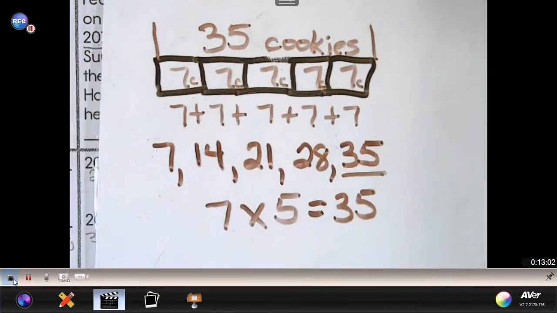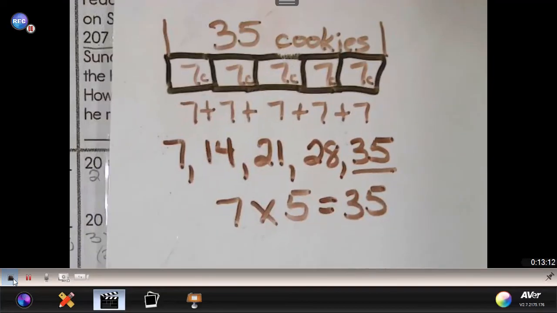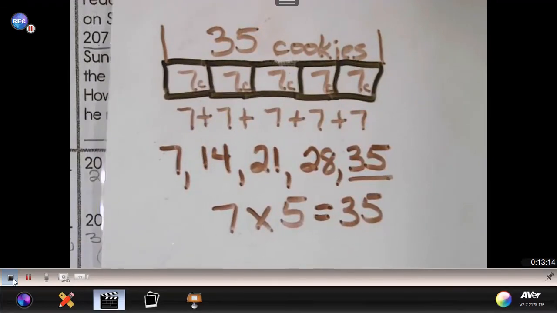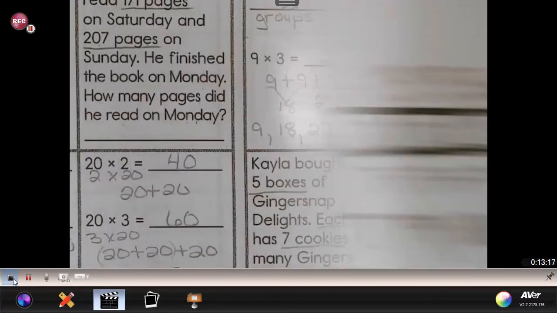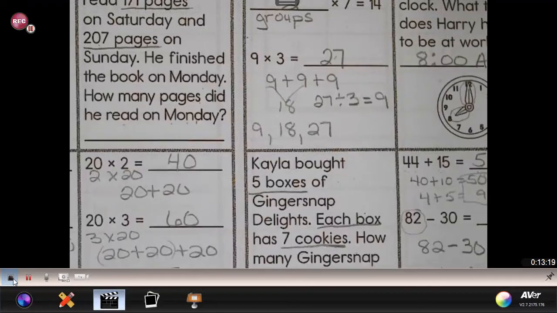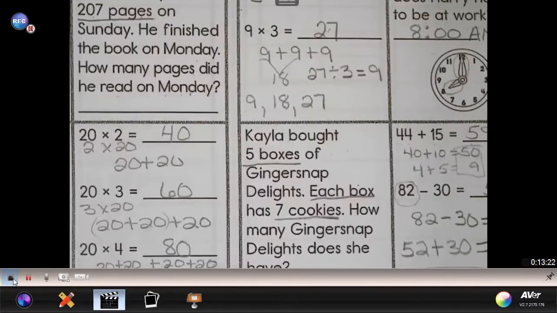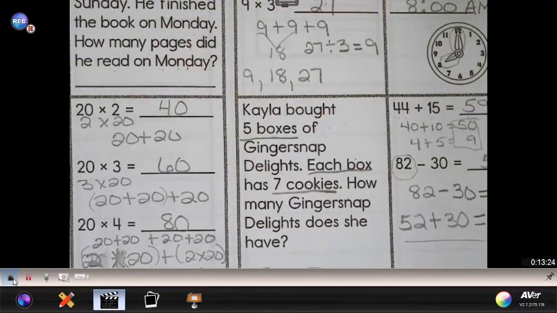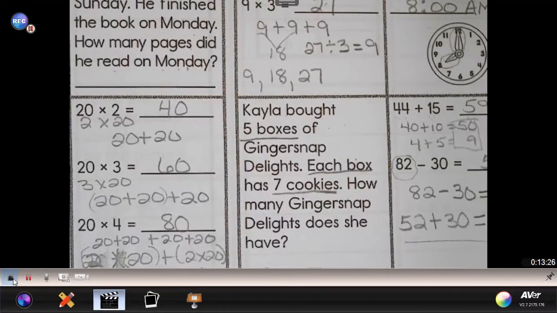Now, I'm going to add a little part to this for our discussion today. So, this is what we're going to be answering in our discussion for today. When we meet for class, my discussion question is going to be, if Kayla added another box of 7 cookies, how could we use the distributive property to solve for the total cookies?